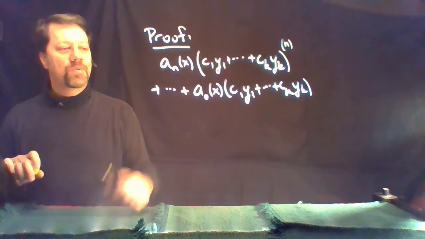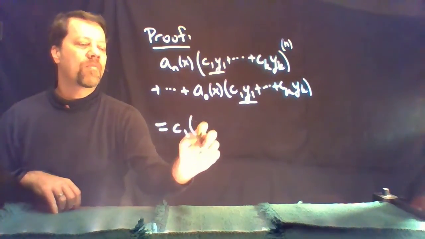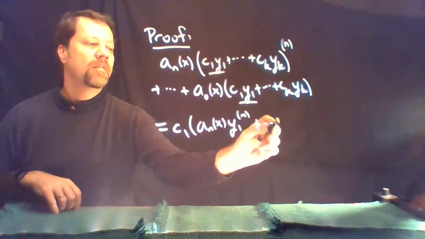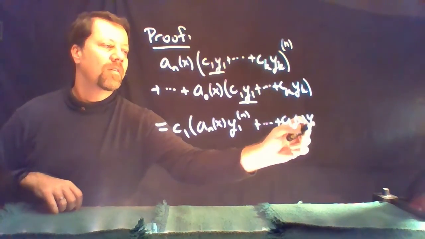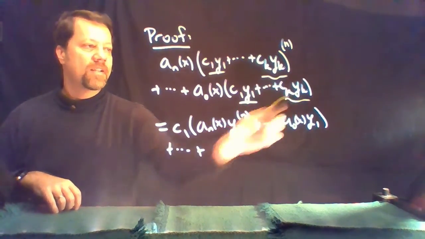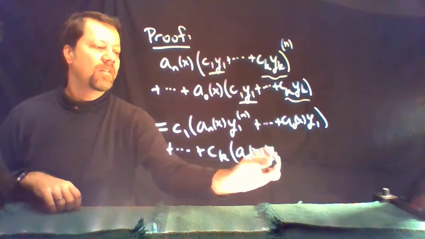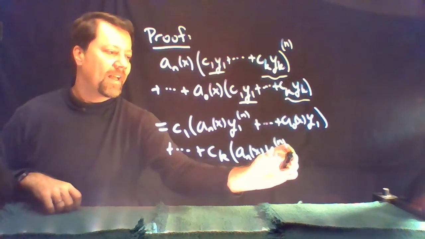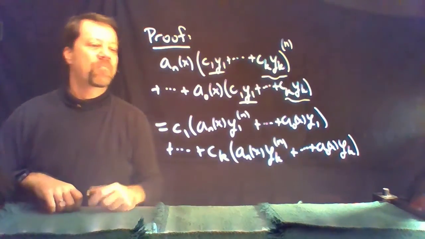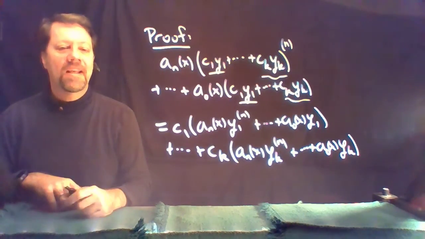We'll rearrange the terms, which we can do. This gives c1 a_n(x) y1^(n) plus ... plus a_0(x) y1, and then we can combine these as well: ck a_n(x) times the nth derivative of yk, plus ... plus a_0(x) yk. Now we're assuming that each of these y's is a solution.